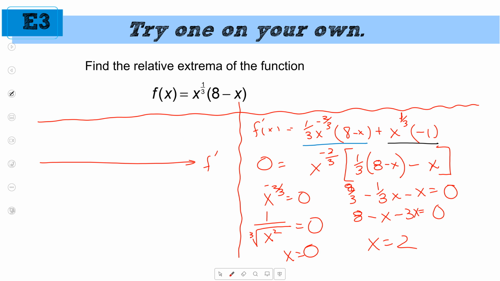First derivative number line. 0 is to the left of 2. So, plug in a number. Plug in a negative number. Let's make our life easier. What can you tell me about that when I start plugging numbers in?